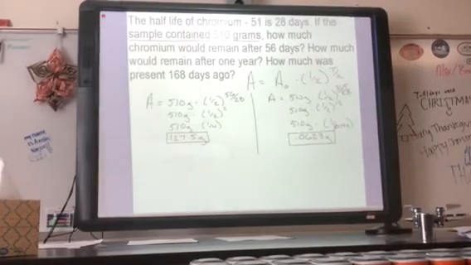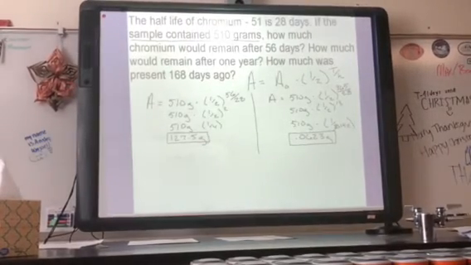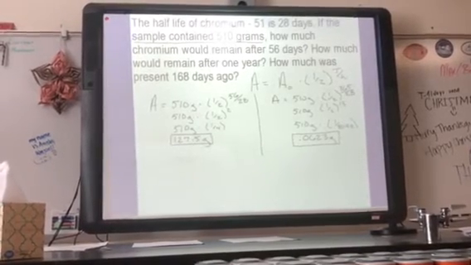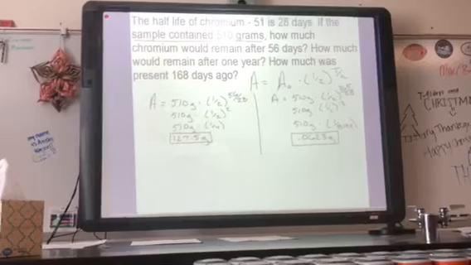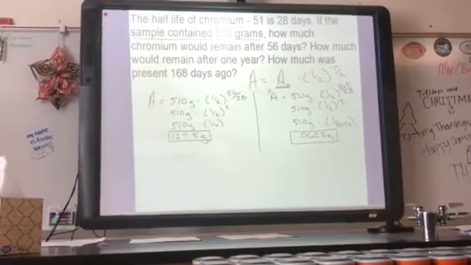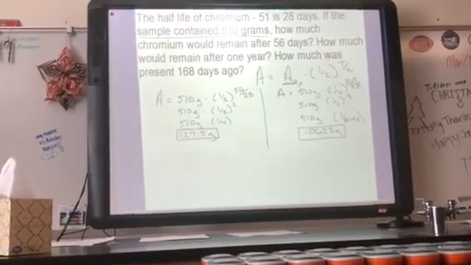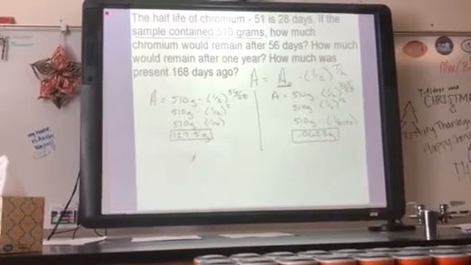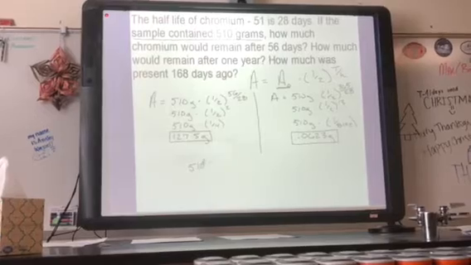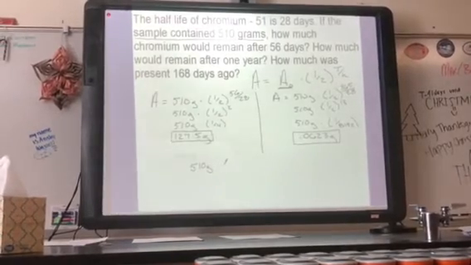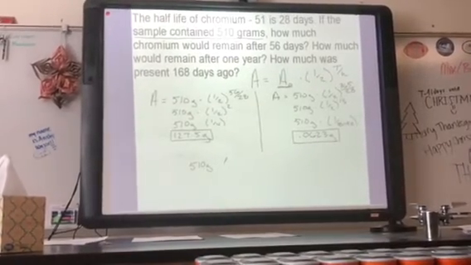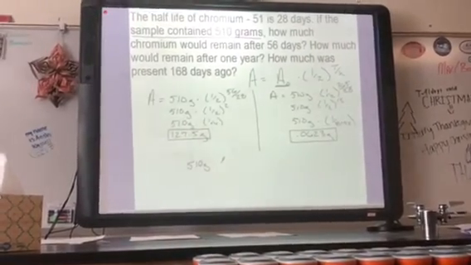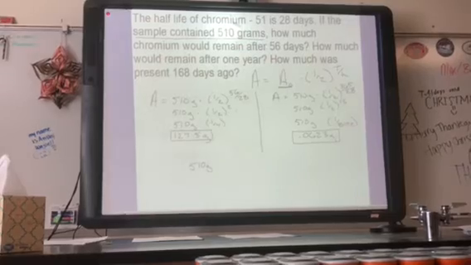Then the last question, how much was present 168 days ago? For this one, we need to solve for A naught in our equation. So we are going to slide 510 to the final amount, and we are going to work backwards to solve for A naught. So using our equation, it would be 510 grams. And again, we are putting that as the final concentration because that is how much was present currently. That's how much we have left. And so we want to go back 168 days.